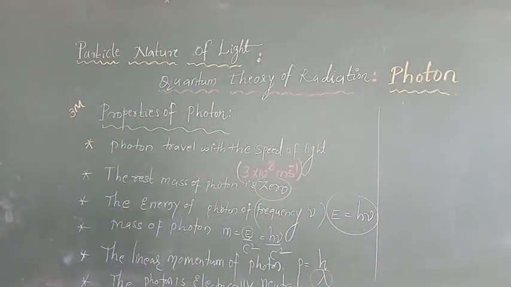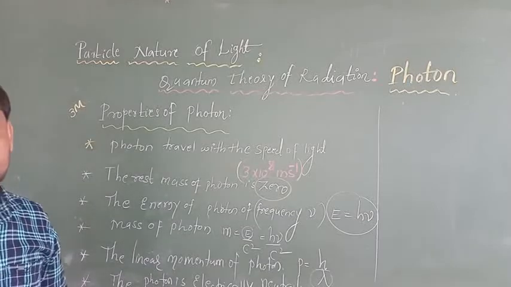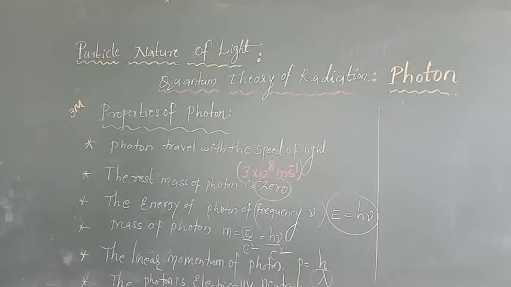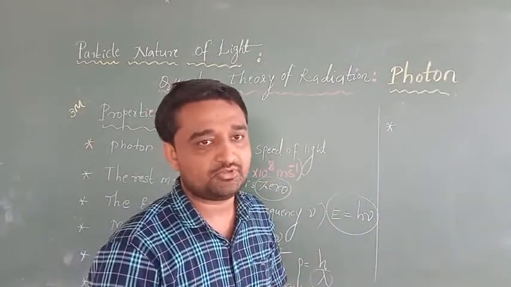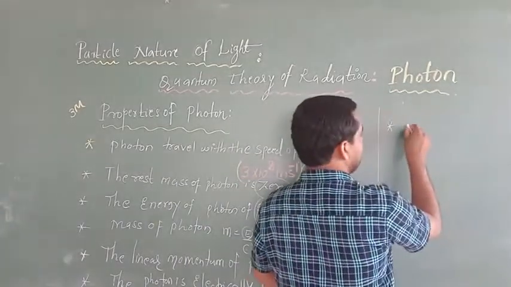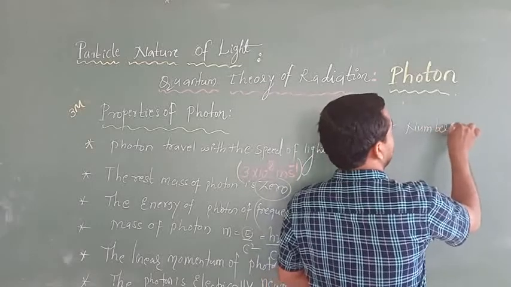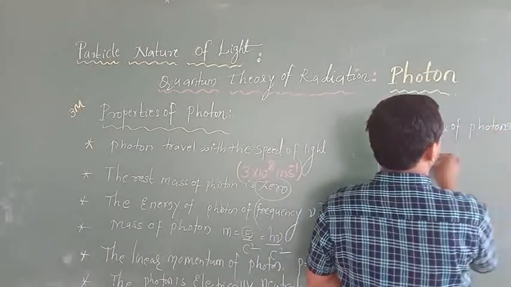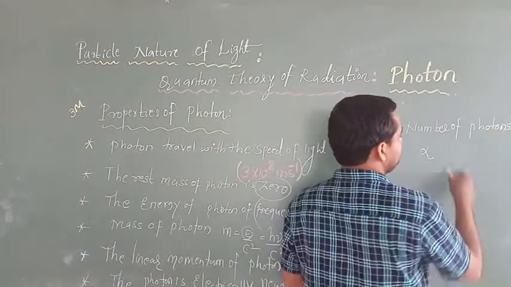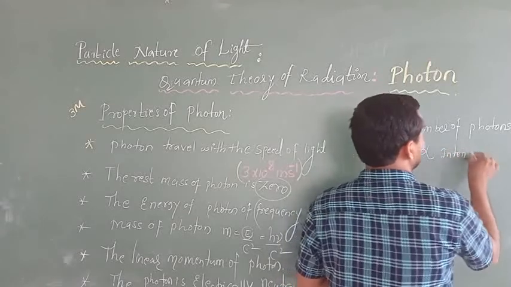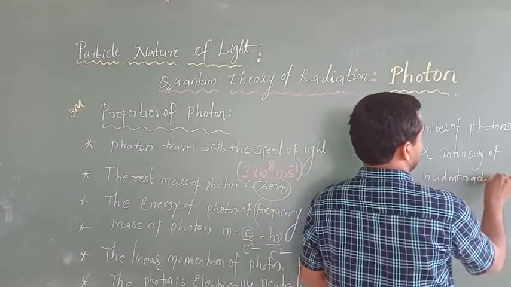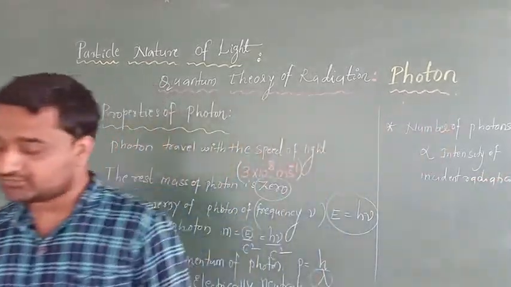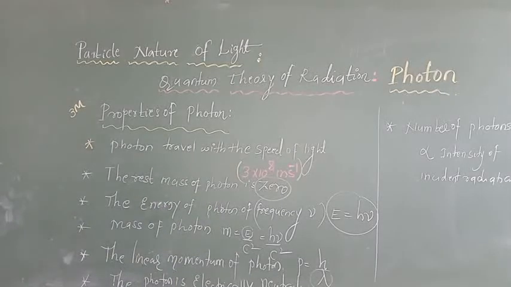And finally, one of the important properties of the photon: as the intensity of the light increases, the number of photons also increases, right? The intensity is directly proportional to the number of photons. So the number of photons absorbed or emitted is directly proportional to the intensity of incident radiation, as we have mentioned earlier, right?